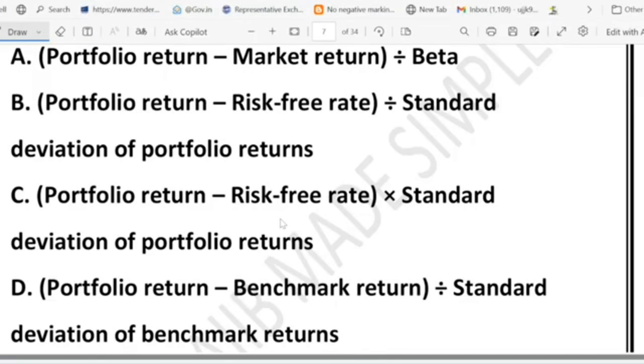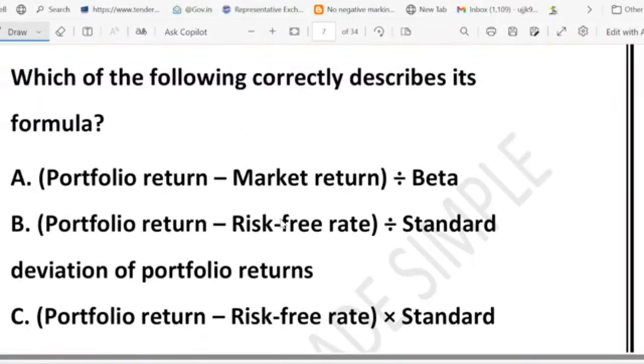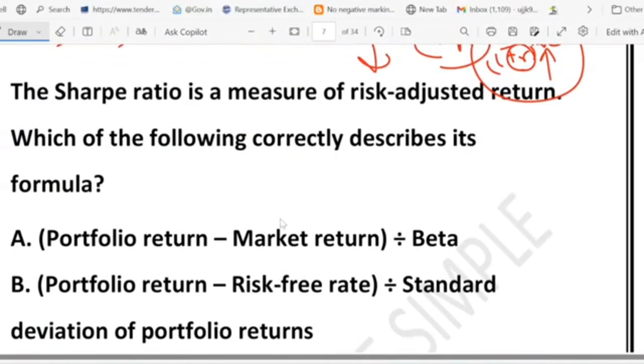So friends, you can think of the Sharpe ratio as a way to measure how much return you are earning for every unit of risk, right? How much return you are earning. That is called Sharpe ratio. Basically, it compares your portfolio return to a risk-free investment.